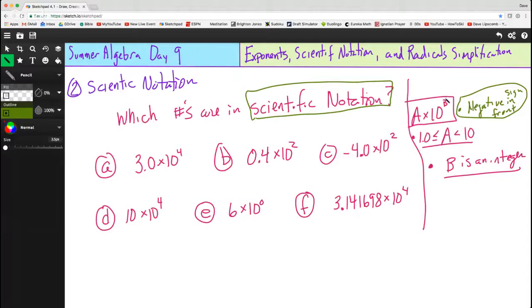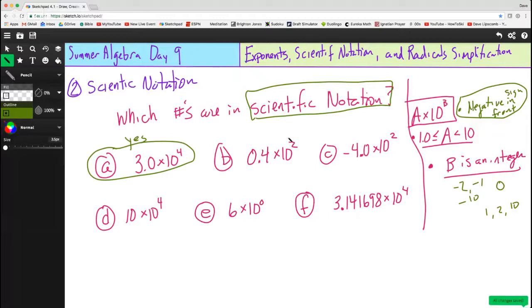And then the exponent of our 10 has to be an integer. Now an integer can be negative, right? It can be like -2, -1, -10. Those are all integers. 0 is an integer, and it can be positive, 1, 2, 10, etc. So which one of these is in scientific notation? Well, this one is, because this is between 1 and 10, and it has a positive integer for an exponent.